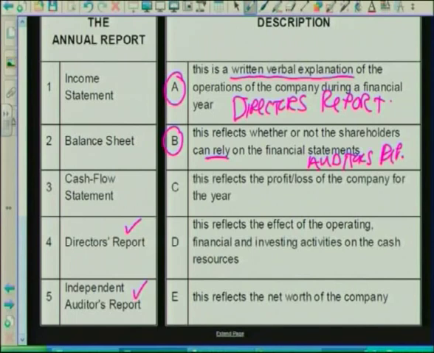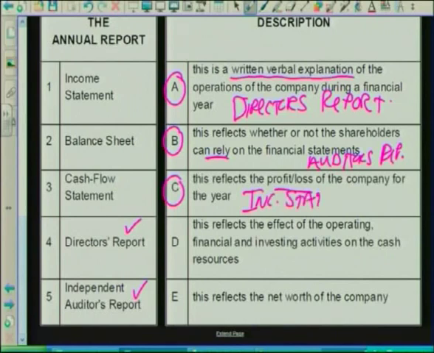Let's now look at our next description, C. This reflects the profit or loss of the company for the year. What statement gives us either a profit or a loss? In other words, this statement calculates whether the business has made a profit or loss for a financial year. Absolutely spot on correct. Here we're talking about your income statement. The income statement reflects the profit or loss of the company for the year. So we've dealt with the income statement.